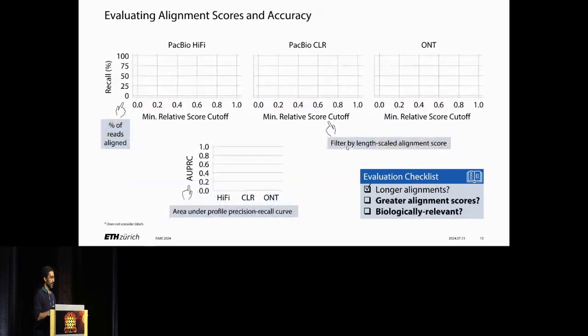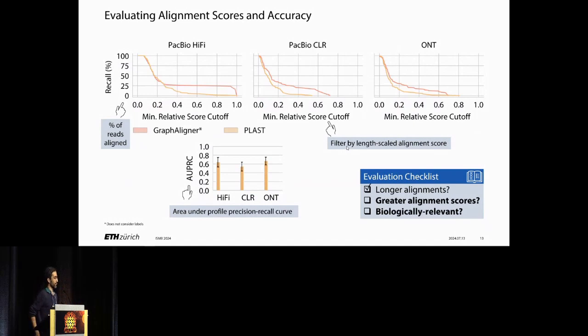So now looking at actually how accurate our alignments are and not just how long they are, we consider two criteria. The first one is looking into setting different score cutoffs where we say, okay, if the score is above a certain level, we say that the read is alignable, and then we compute a recall from this. And then afterwards, we can plot the taxonomic precision versus recall curve and then measure the area under that to get a single measure of accuracy.